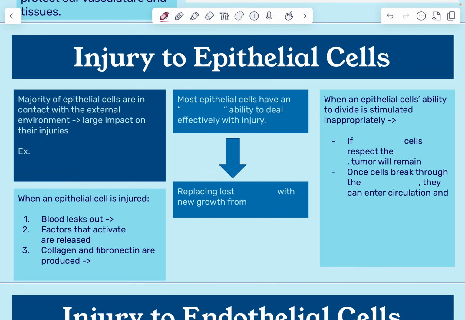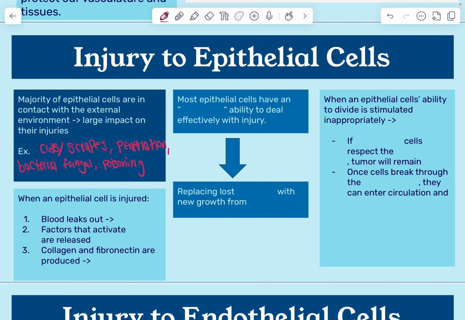The majority of epithelial cells are in contact with the external environment, and this has a large impact on their injuries. So a lot of times mechanical damage from cuts and scrapes can cause injuries, as well as active penetration from mosquitoes, parasites, and hypodermics, bacterial and fungal attacks, and poisoning by toxic chemicals, and these all cause injury to the epithelial cells.